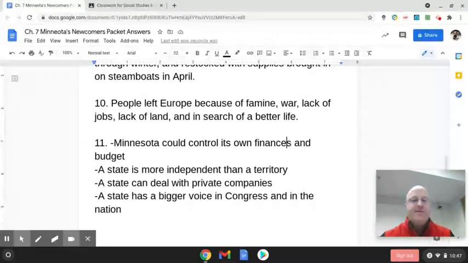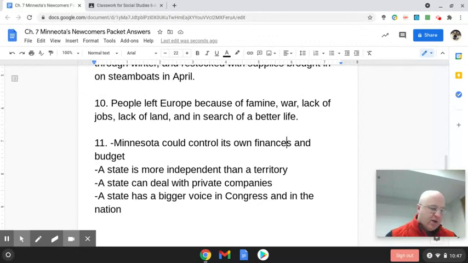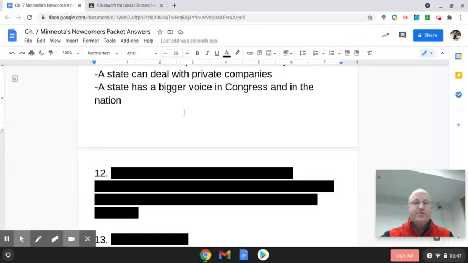A state can deal with private companies, such as railroads, where you can control where the railroads go. And a state has a bigger voice in Congress and in the nation. So now when you become a state, you have 2 senators in the U.S. Senate. You also have representatives in the U.S. House of Representatives. So you have a lot more say in the federal government, so the government that runs the country.